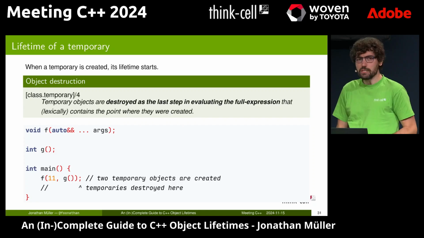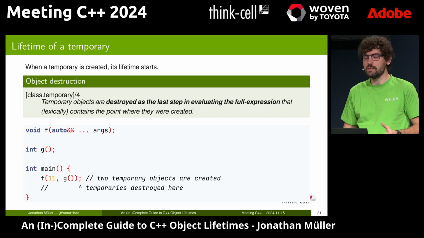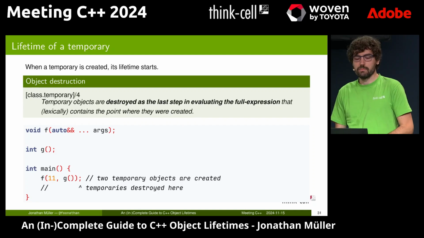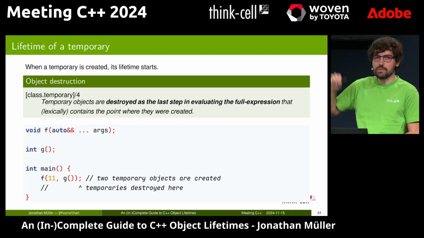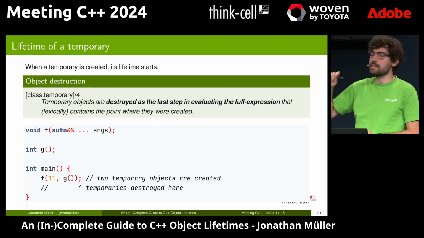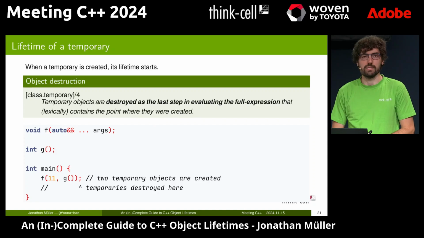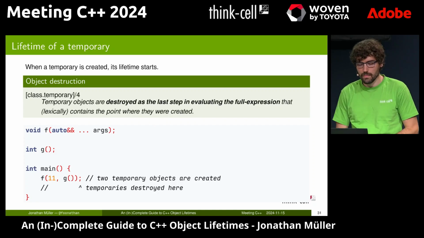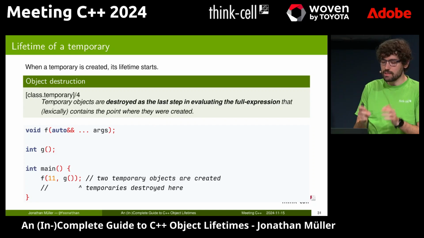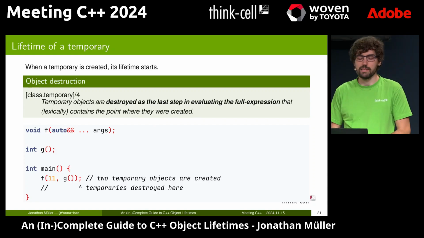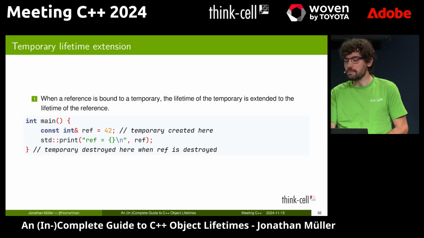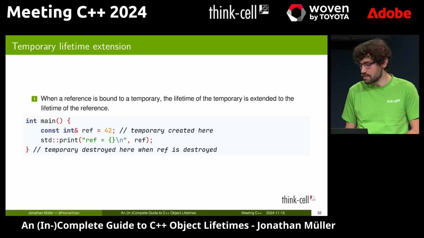And then we execute the function. The function can now freely use the references since they bind to objects, and when we reach the semicolon, we destroy those temporaries. So within f, it's fine to use the references, but if we store pointers to those objects somewhere else, then we can no longer access them after the call to f because they're destroyed at the semicolon. This is a very simple rule, but as you saw in the keynote, it's not as simple because of temporary lifetime extension. When we have a reference that is bound to a temporary, then the lifetime of the temporary is extended to the lifetime of the reference.